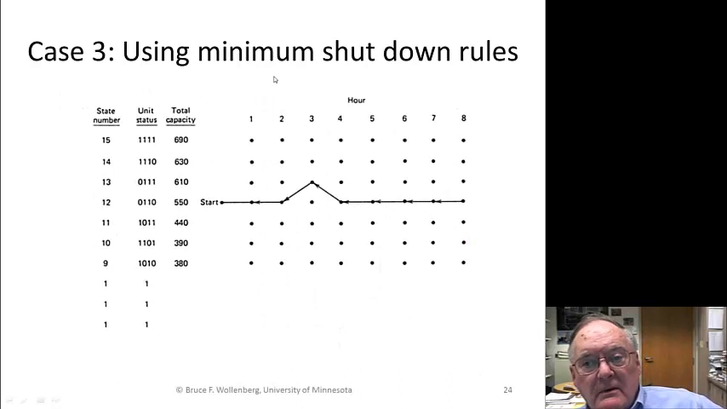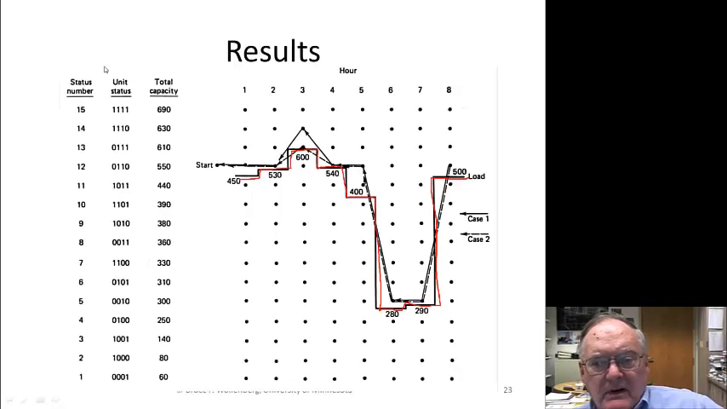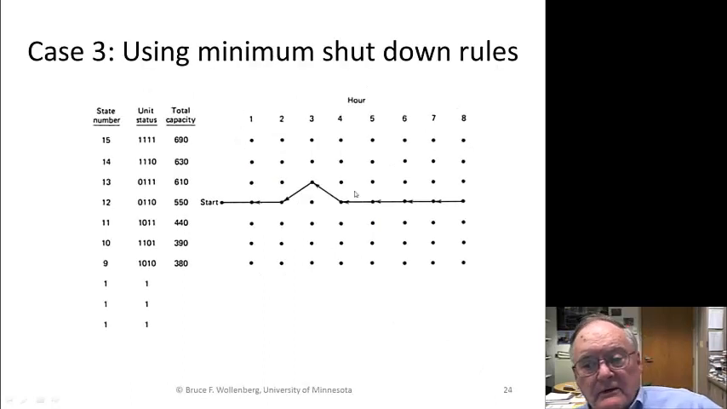Now, minimum up and down times, case 3. Here I'm going to do complete enumeration again, but with minimum up and down times. What happens is I can't shut this unit off, because if I shut them down, they're down for 1, 2 hours. Oops, I want them back on. But that's violating the minimum up and down. So the optimum path says you've got to leave the second and third units on.